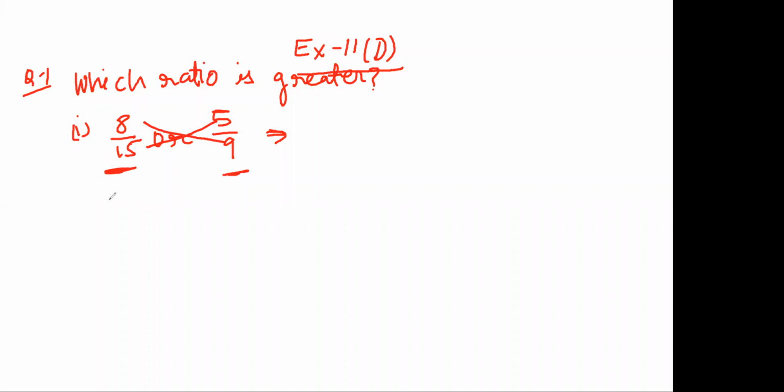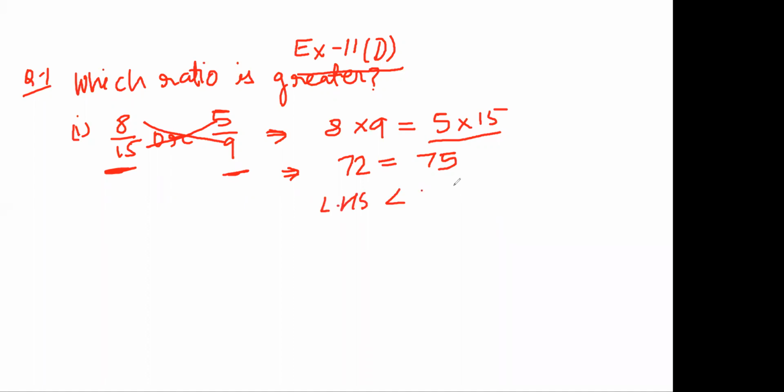Okay, so we are going to do cross multiply. So multiply 8 with 9 and 5 with 15. Okay, so 8 nines are 72, and 5 into 15 is 75. So which is greater? Left hand side is lesser and right hand side is greater. Okay, children, so you can say that right hand side is greater than the left hand side.